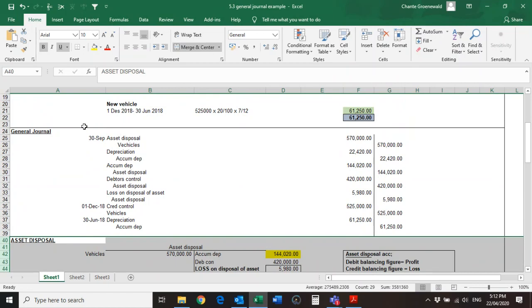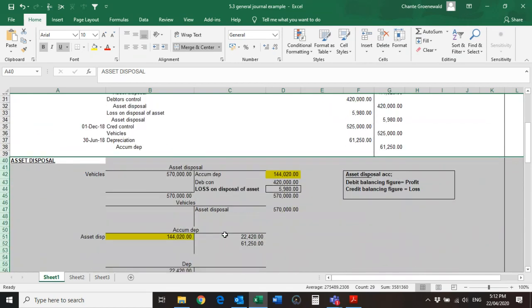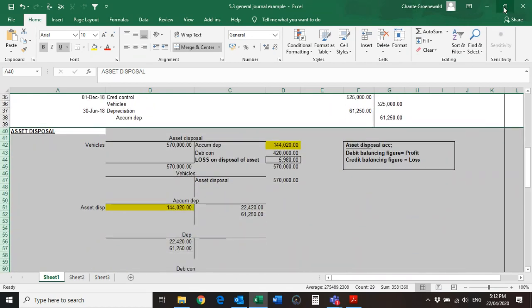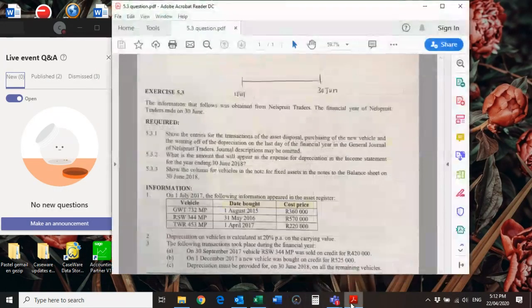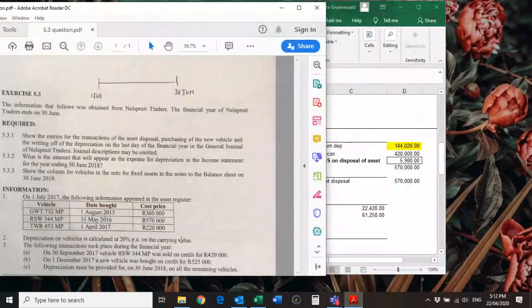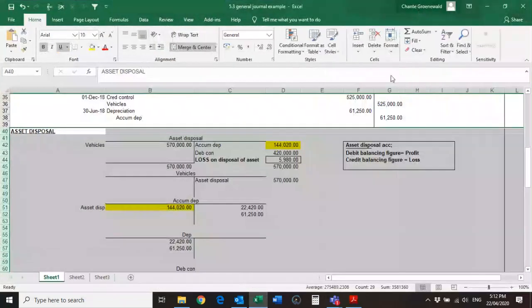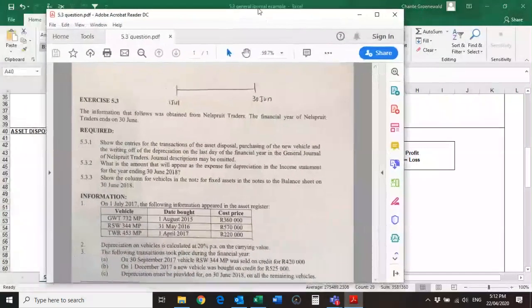Okay, so let's start. We said that we had an asset that we disposed of. Maybe I can make this bigger. Okay, there, I get my workflow up a bit. So we have an asset that we bought for 570,000 Rand on the 31st of May, and then I sold it on credit for 420,000 Rand.